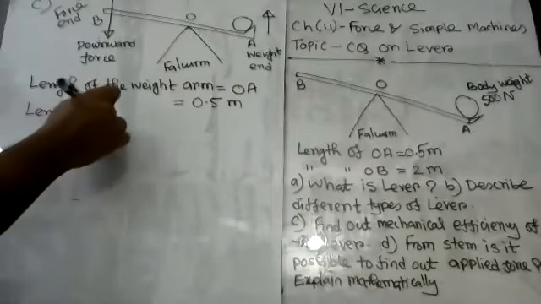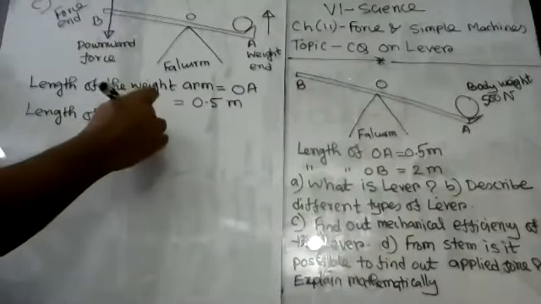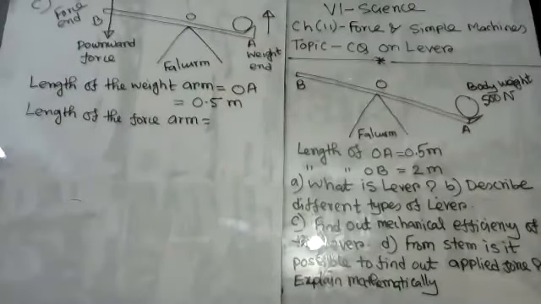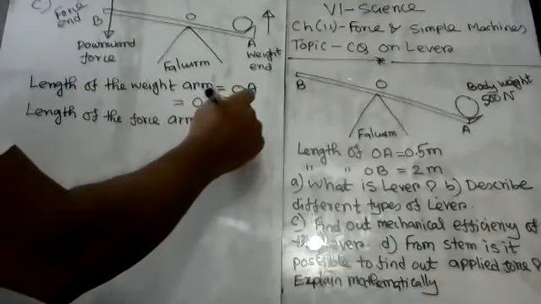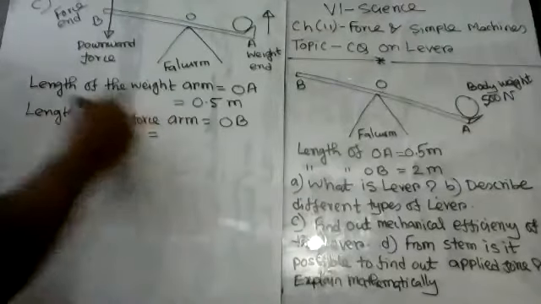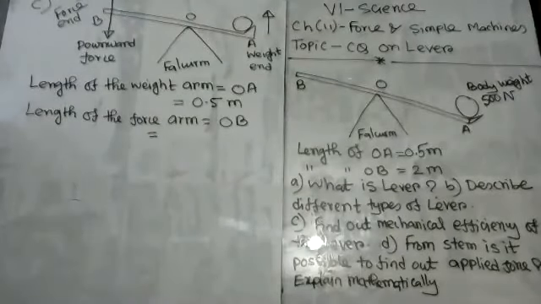So I can say that the length of the force arm is nothing but from point O to point B. From point O to point B is nothing but the force arm. In the stem, it's given to you that the length of the force arm is 2 meter.